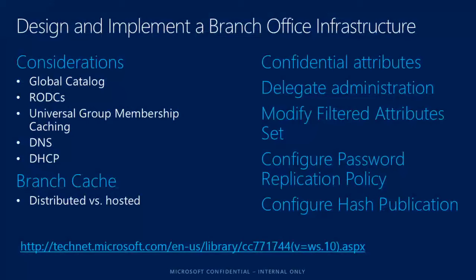Branch office infrastructure, again, GC, RODCs, UGMC, BranchCache, distributed versus hosted. Everybody remember the 2 modes that BranchCache works in? Hopefully. Go review that quick. Confidential attributes, delegating administration, configuring your password replication policy, all the things that would be applicable to a branch office deployment from an Active Directory perspective.